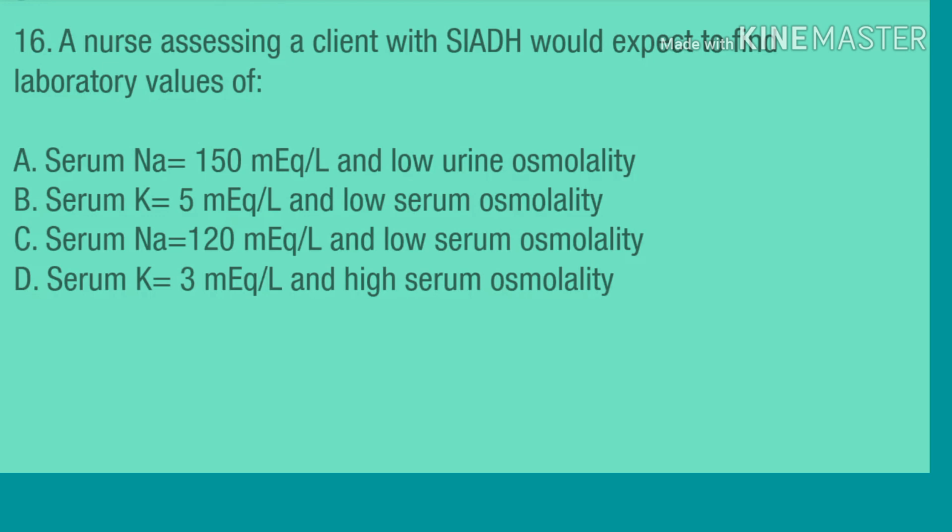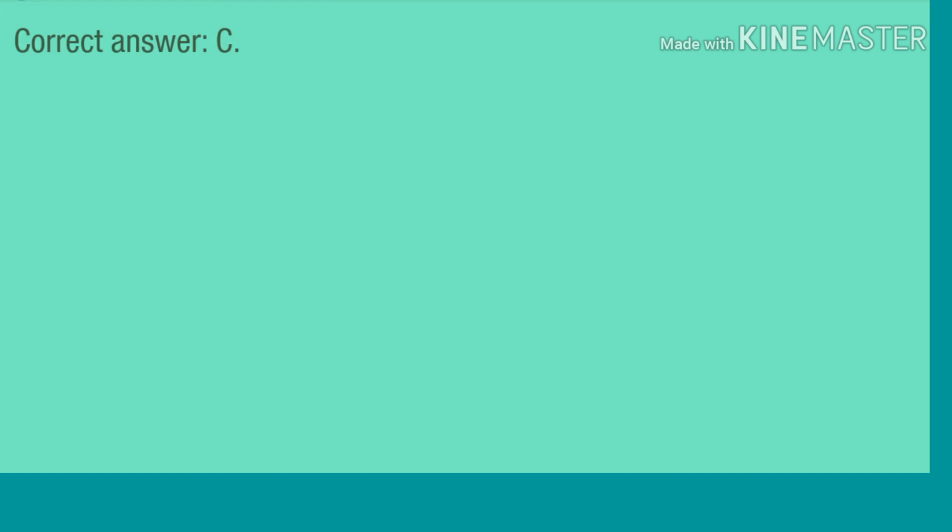Question 16. A nurse assessing a client with SIADH would expect to find laboratory values of A. Serum Na equals 150 mg/L and low urine osmolality. B. Serum K equals 5 mg/L and low serum osmolality. C. Serum Na equals 120 mg/L and low serum osmolality. D. Serum K equals 3 mg/L and high serum osmolality. Correct answer, C.